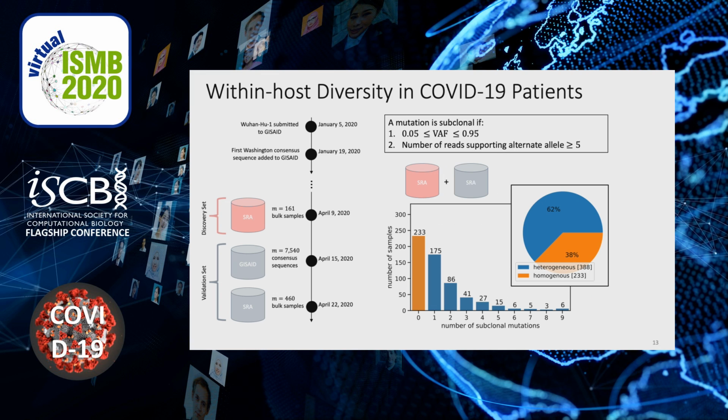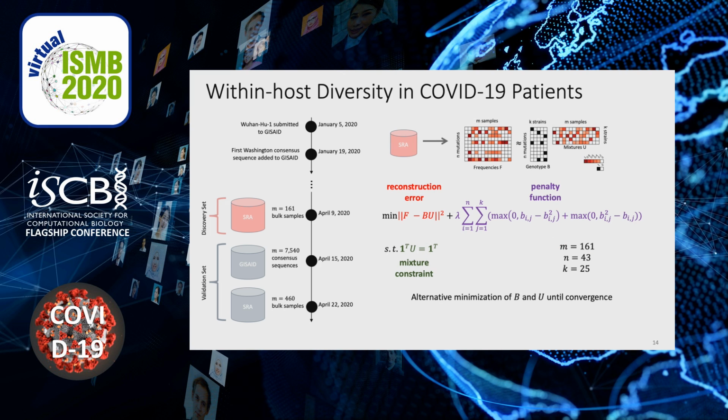So looking at the SRA bulk samples from both the discovery and validation set, we see that 62% of the total 621 samples have subclonal mutations. This bar plot shows the number of samples with different number of subclonal mutations. So clearly, within host diversity is present in most COVID-19 patients. Once we have identified the mutations and their variant allele frequencies, we can deconvolve the mixture samples to obtain the underlying strains and their proportions.